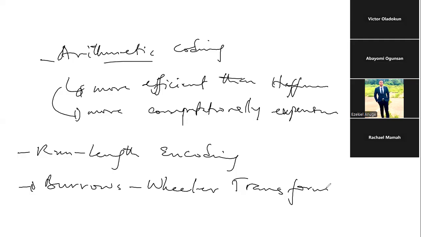So we say it's a reversible transformation that literally rearranges the characters in a string to improve compressibility. It often serves as a pre-processing step in compression algorithms, and then another source coding algorithm is predictive coding. This approach predicts the value of the current symbol based on previously encoded symbols, and then it encodes the difference between the predicted and the actual.